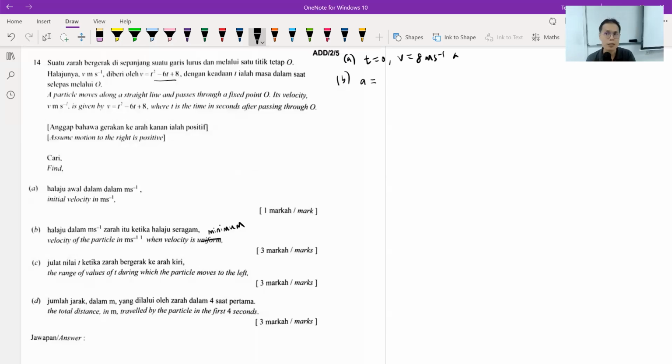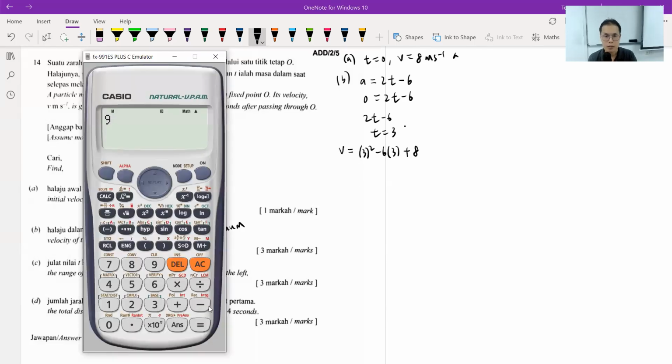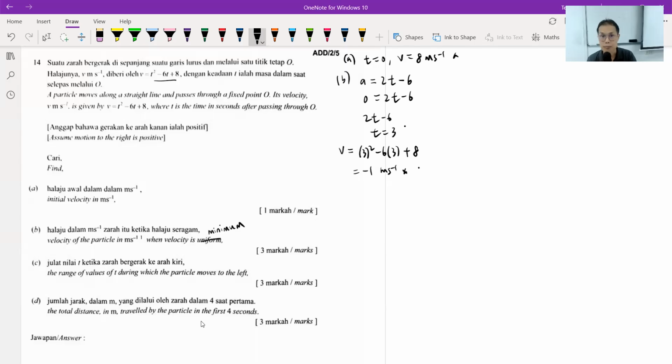We can obtain the acceleration function by differentiating the velocity function. If I differentiate t squared, I get 2t. I differentiate minus 6t, I get minus 6. Differentiate 8, it gets 0. When your acceleration is 0, 2t minus 6 is 0, so t is 3. Now, to find this velocity, we substitute this inside your v. This will be 3 squared minus 6 times 3 plus 8. Use your calculator. 3 squared is 9, minus 6 times 3 is 18, plus 8. Your answer is -1, so your velocity is -1 meter per second.